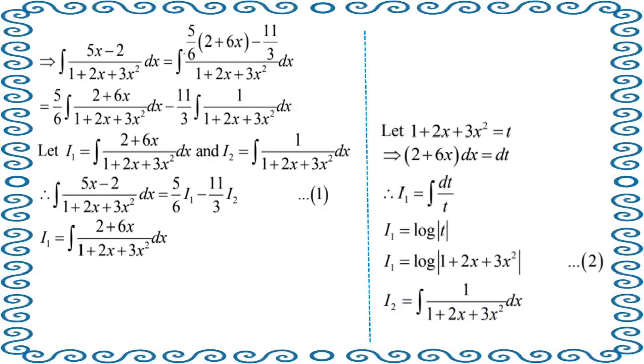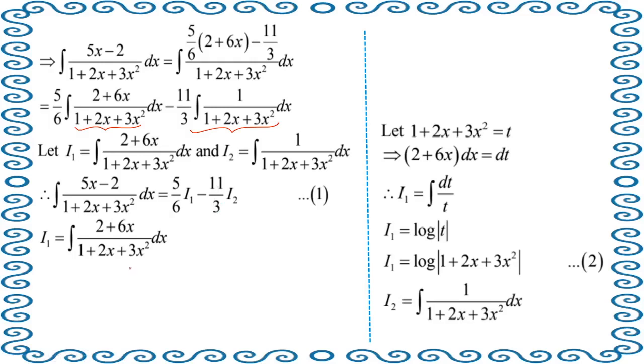Now we are splitting 5 by 6, 2 plus 6x upon this, minus 11 by 3 into this thing. Now let it be integral 1 and let it be integral 2. And let's talk about I1 and I2 separately. So this given integral will be equal to 5 by 6 I1 minus 11 by 3 I2.